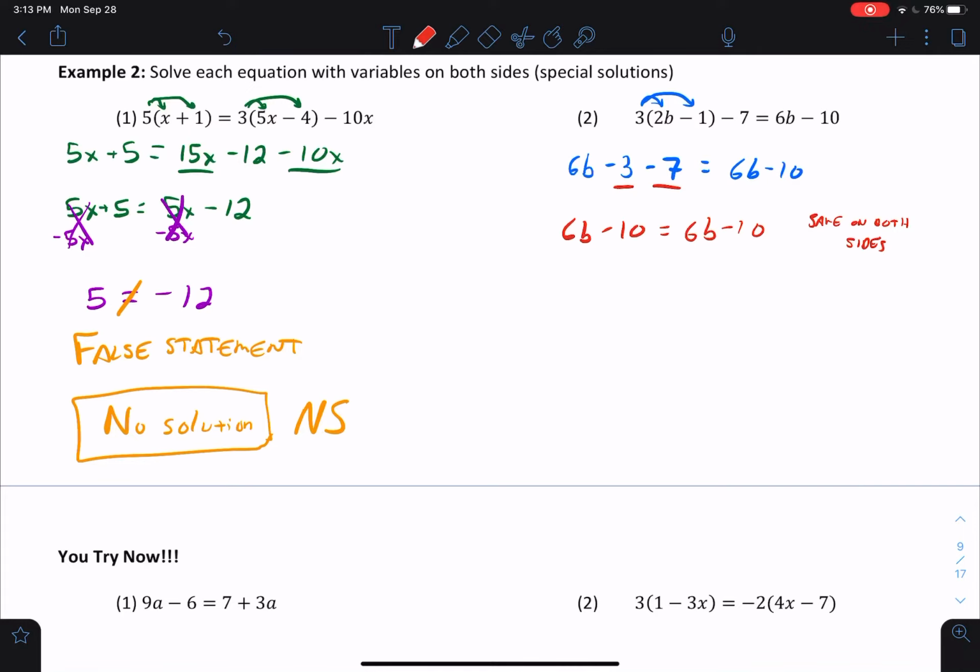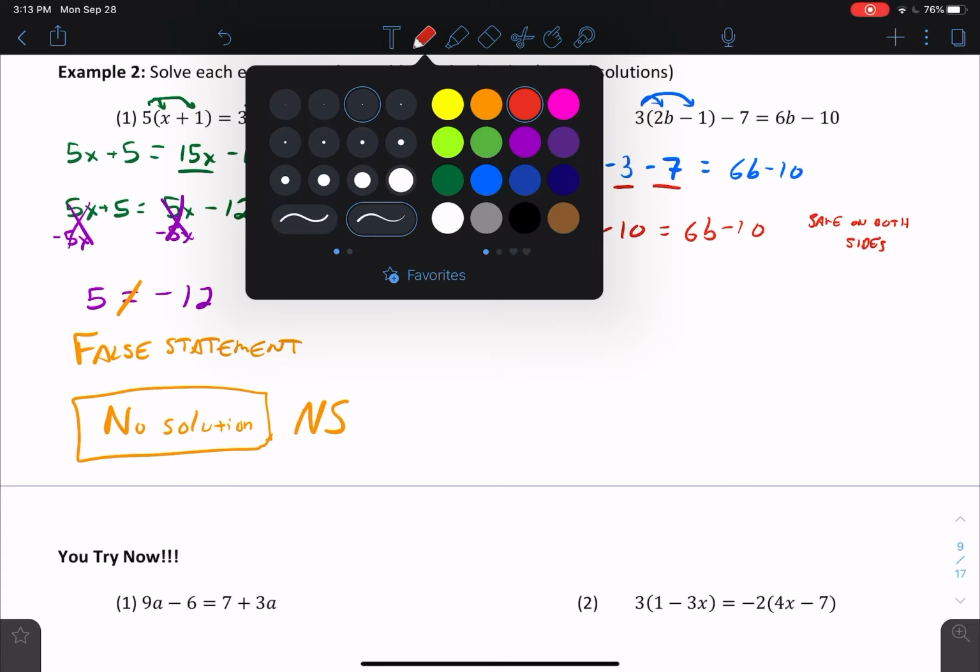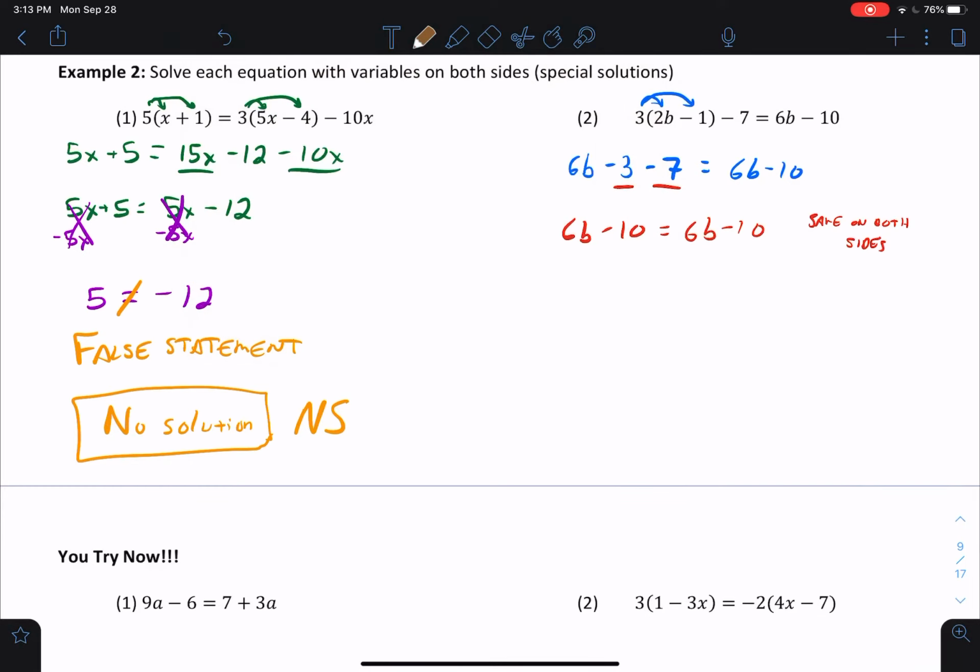All right, so what happens now if we get our variables on one side? If I subtract 6b from both sides, the b's, once again, are going to cancel out. And what we're going to be left with is negative 10 equals negative 10. This is a true statement, an always true statement. Negative 10 will always equal negative 10.